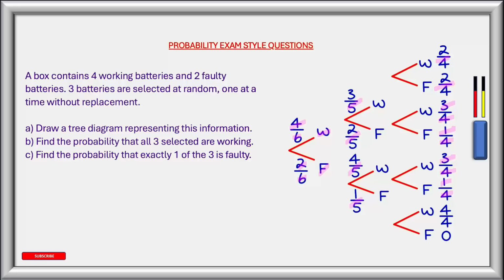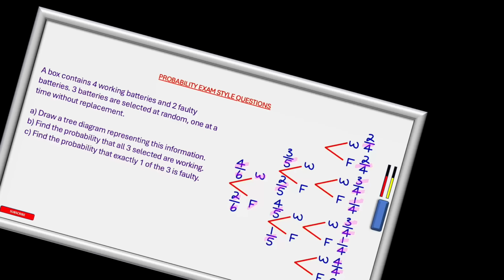And if our first 2 selections were faulty batteries, that would mean that there are no faulty batteries left in the box. So we're guaranteed to select a working battery in this case. There'd be 4 chances out of a total of 4, and therefore the probability of selecting a faulty battery would be 0, because there aren't any faulty batteries left in the box.